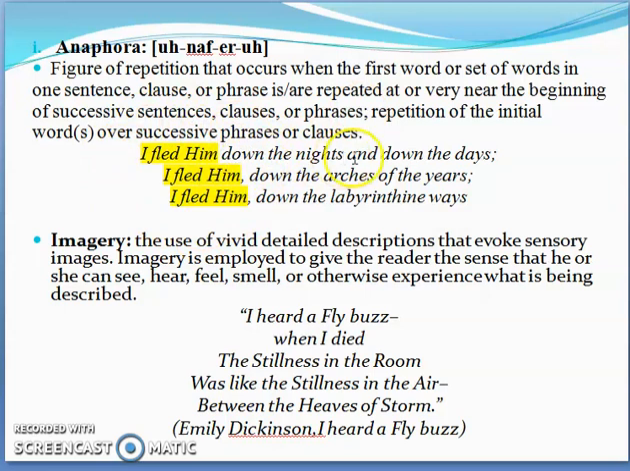I fled him down the night and down the day. I fled him down the arches of the years. I fled him down the labyrinthine ways. So you are going to find these repeated lines at the beginning of the verse. So they are called anaphora.